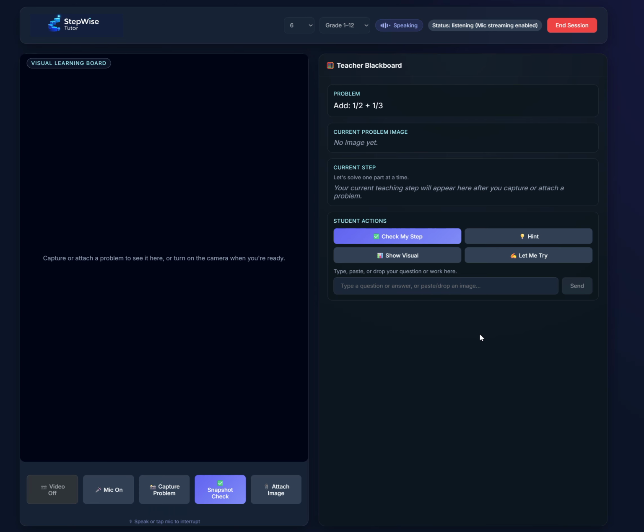That's absolutely perfect. You found the least common denominator, which is 6, and correctly converted both fractions. So we have 3/6 plus 2/6. What's the next step to find the final answer?